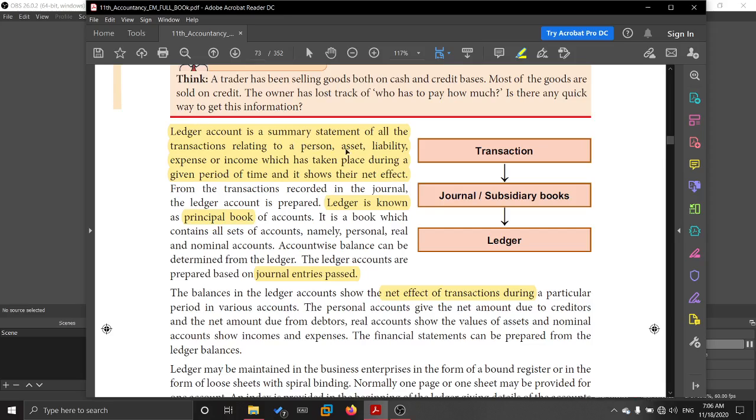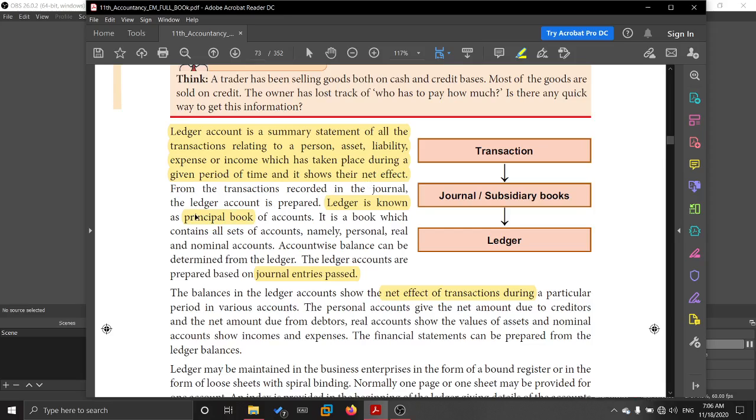Okay, so we'll read this meaning once again. Ledger account is a summary statement of all the transactions relating to a person, asset, liability, expenses, or income which has taken place during a given period of time, and it shows the net effect.